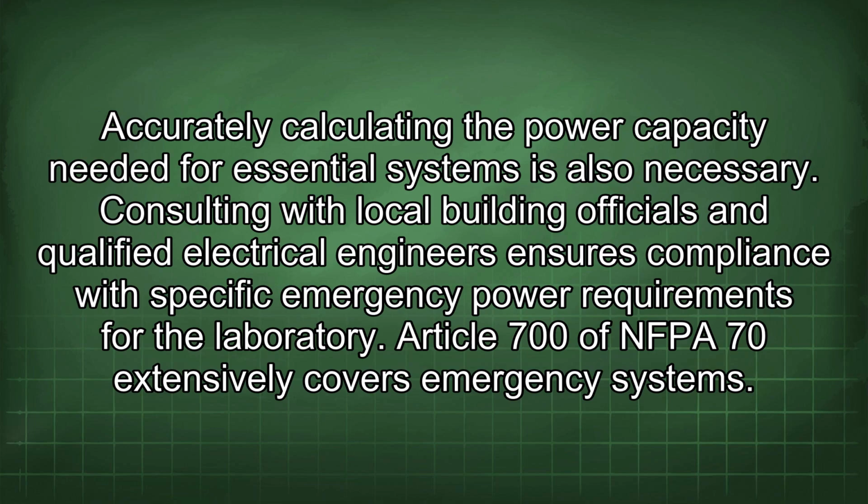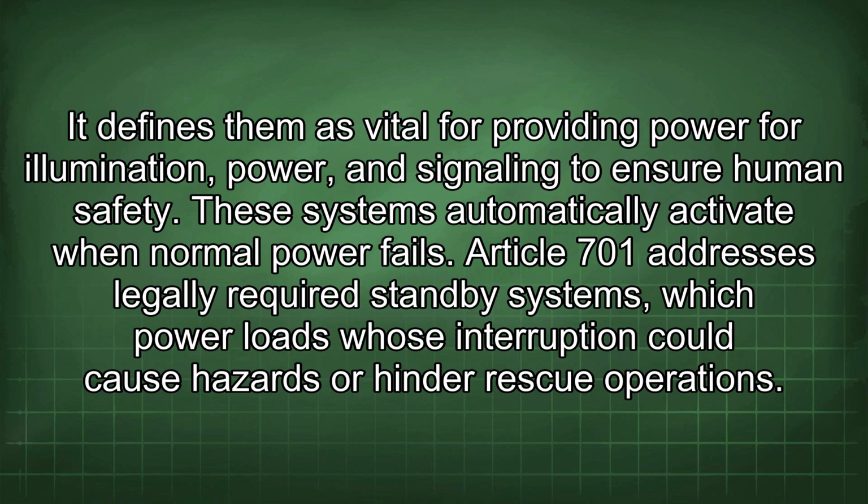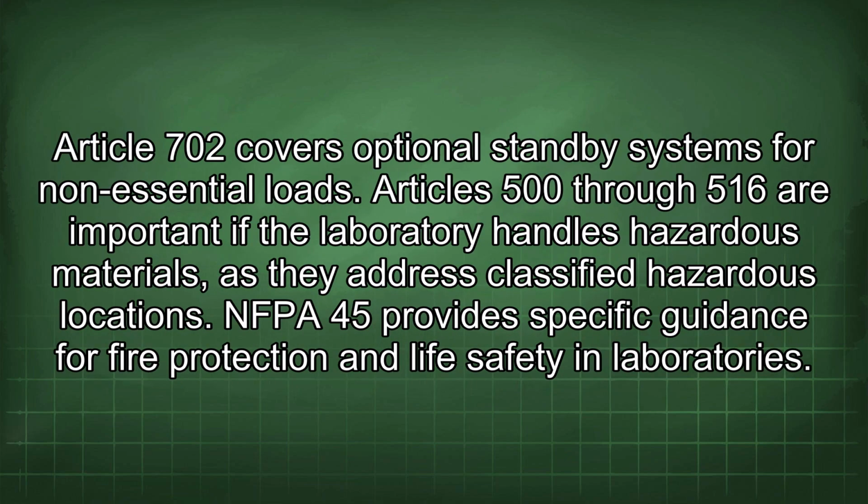Article 700 of NFPA 70 extensively covers emergency systems. It defines them as vital for providing power for illumination, power, and signaling to ensure human safety. These systems automatically activate when normal power fails. Article 701 addresses legally required standby systems, which power loads whose interruption could cause hazards or hinder rescue operations. Article 702 covers optional standby systems for non-essential loads. Articles 500 through 516 are important if the laboratory handles hazardous materials, as they address classified hazardous locations.